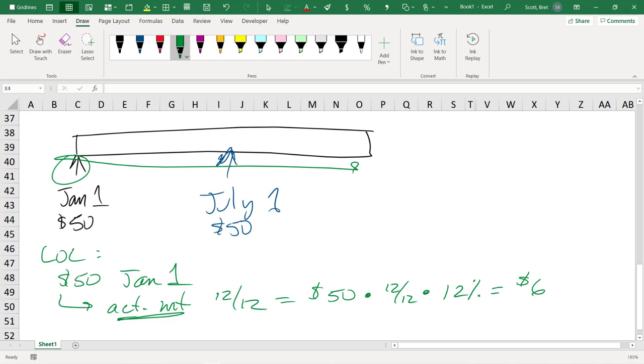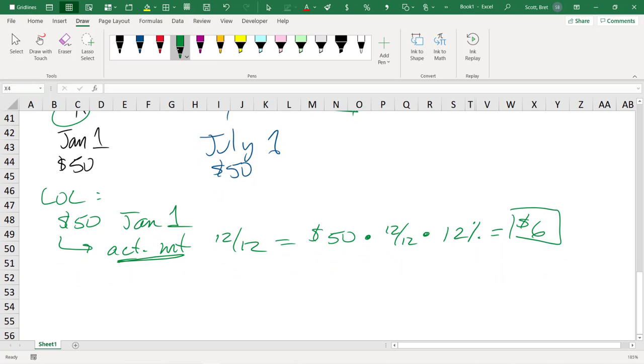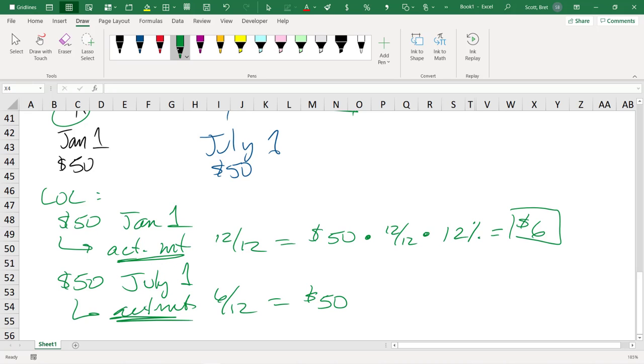Or $6, $6,000, whatever you want to call it. That's the amount of actual interest on that particular amount that's being borrowed and outstanding. When you draw another 50 on July 1st, the actual interest is going to be 6/12ths of the year, which is $50 times 6/12ths times 12%, which means that particular borrowing will result in $3 charge.